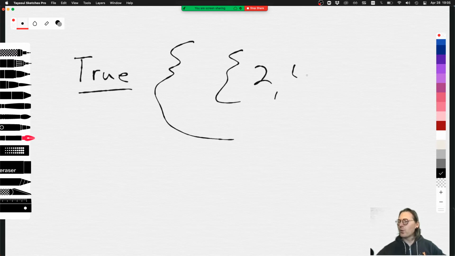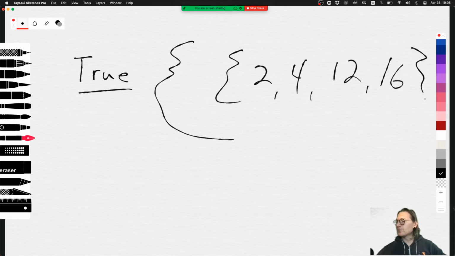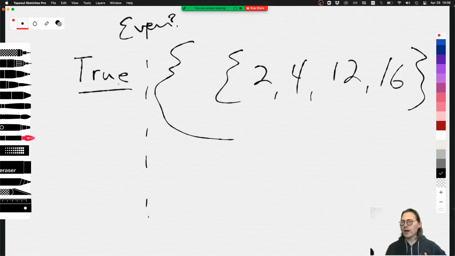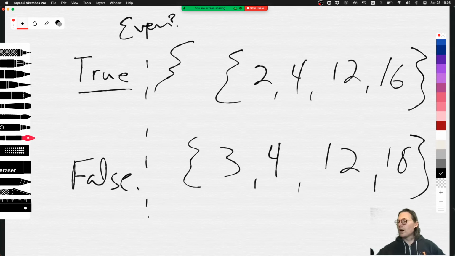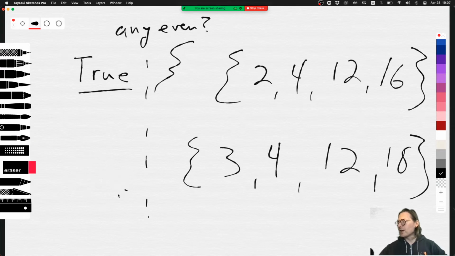So maybe we've got 2, 4, 12, and 16. The question we are considering here is, are all items even? If that's the case, the answer is true. Then if we have some other set of items, like 3, 4, 12, and 18, that's obviously false if the question is, are these all even? Now, what if we change the question to something a little bit different and ask, are any even? In that case, this second one isn't false anymore. This would be true.